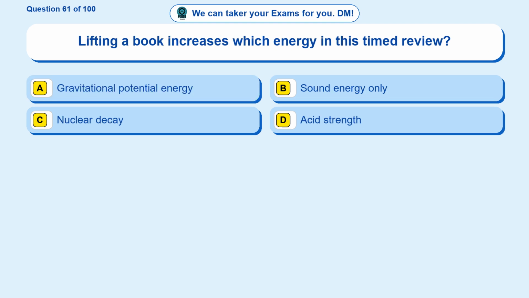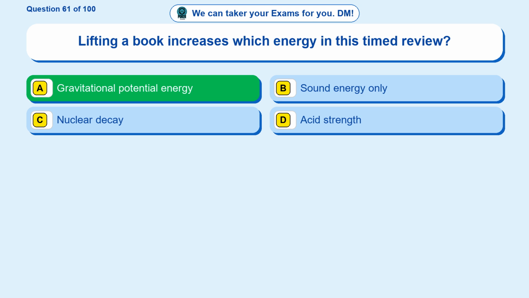Question 61. Lifting a book increases which energy in this timed review? Option A, gravitational potential energy. Option B, sound energy only. Option C, nuclear decay. Option D, acid strength. The correct answer is option A, gravitational potential energy.